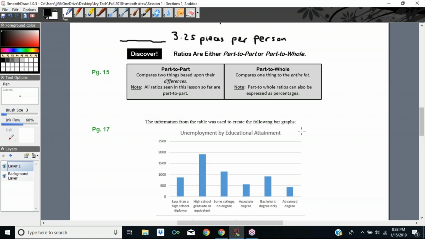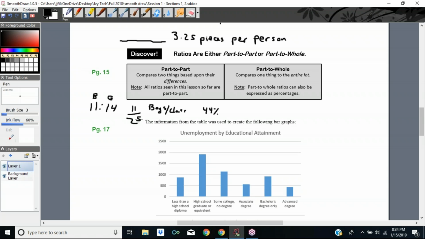But if I wanted to write a part to whole ratio, since there are 25 kids in the class, if I did what's the ratio of boys to the class, that would be part to whole, and I could write it as 11 to 25. And then I could even make that a percentage. So when you do part to whole ratios, you can write those as percent. So let me write that again here. If I have 11 to 14, this is boys to girls, it would be 11 to 25. This would be the boys in the class. And I could say 44% of the class are boys.